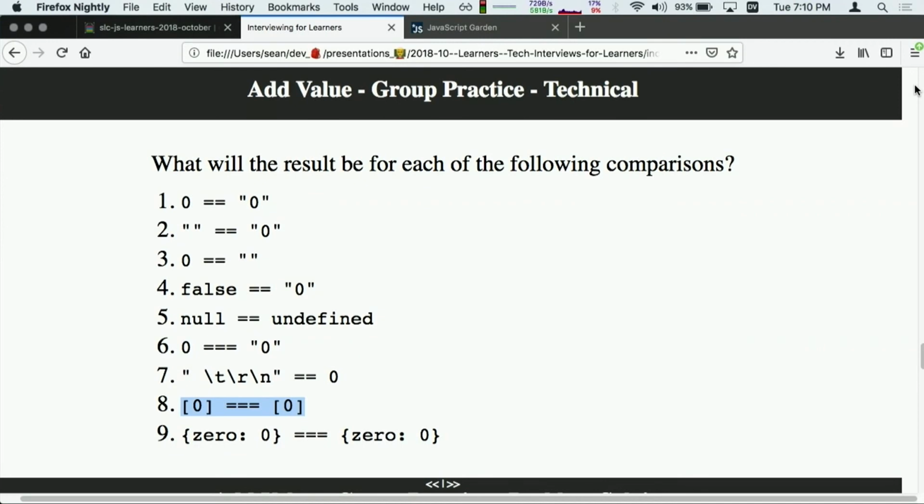So what is 9? Is that going to be different? Those are probably false. Yeah. Do you want to take a stab at what? Same thing. They're two objects.